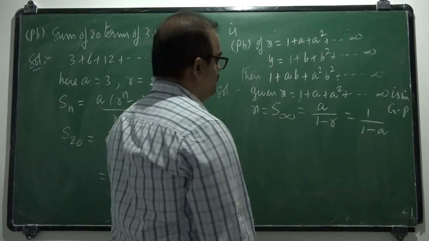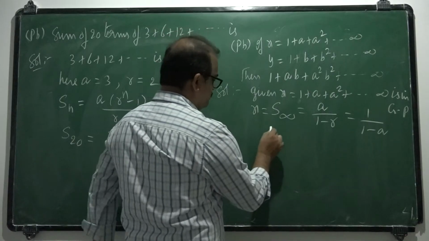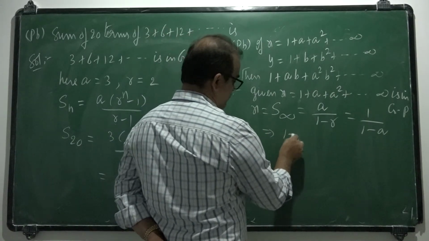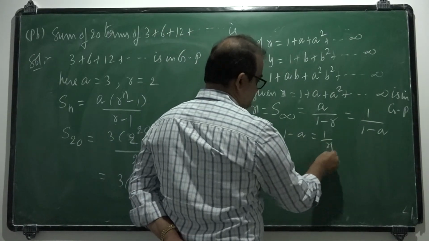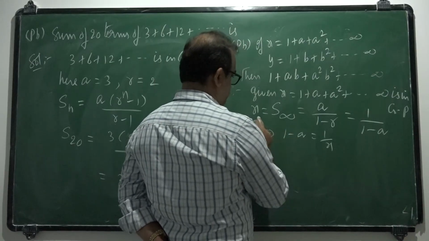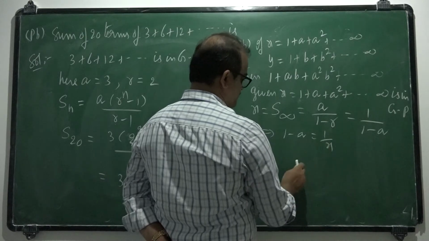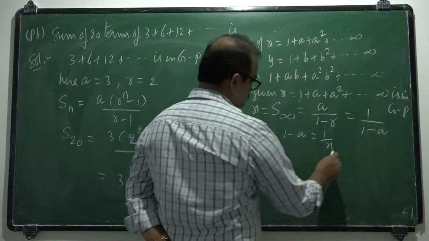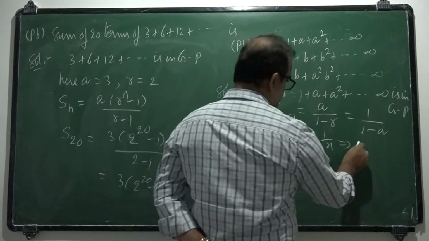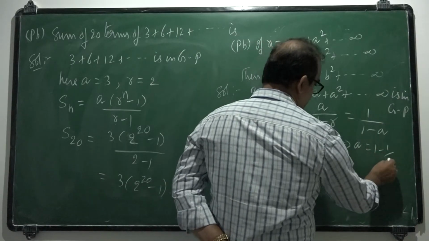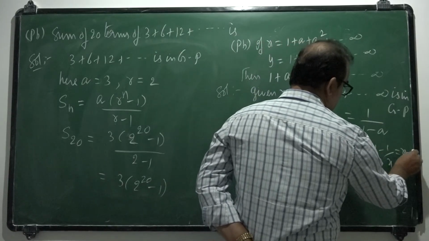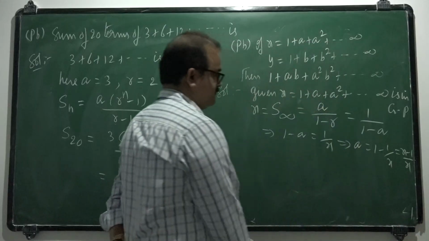Okay. From this, what is the a value? 1 minus a is equal to 1 by x. On cross multiplying, 1 minus a is equal to 1 by x. So from this, a is equal to 1 minus 1 by x, or this is x minus 1 by x.